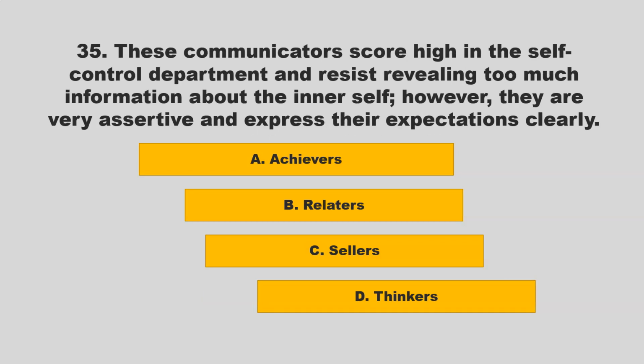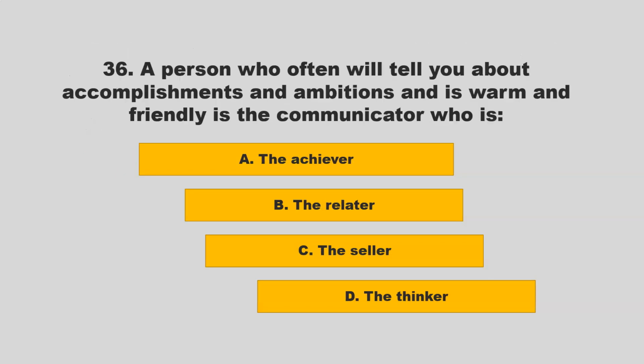These communicators score high in the self-control department and resist revealing too much information about the inner self. However, they are very assertive and express their expectations clearly. Achievers, relators, sellers, thinkers. If you chose A, achievers, you are correct.